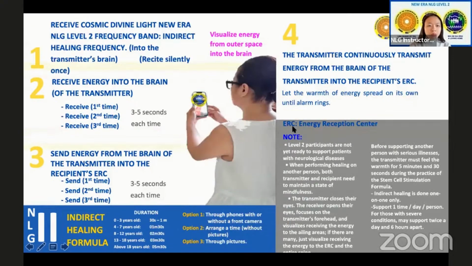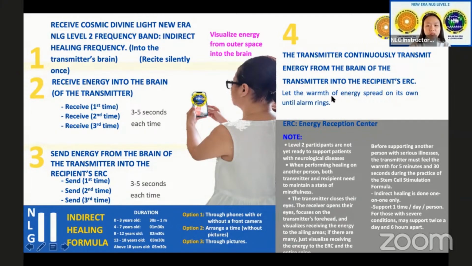All right. Now moving on to indirect healing. We didn't have this in level 1, but we do have it now in level 2. Indirect healing is basically very similar to direct healing. The only difference is that you can transmit energy to people from far away.